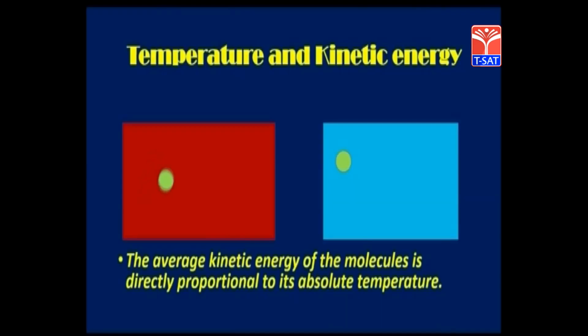Okay, so here children, just look at the movement of the particles in the hot body, and at the same time look at the movement of the particles in the cold body. Yes children, do you find the difference? How are the particles moving in the hot body? Very fast, whereas the particles in the cold body are moving very slowly. So the average kinetic energy of the molecules is directly proportional to its absolute temperature. Absolute temperature is temperature measured on the Kelvin scale.